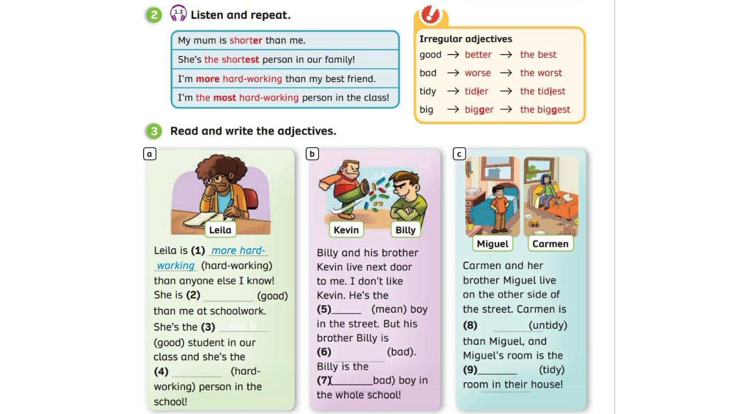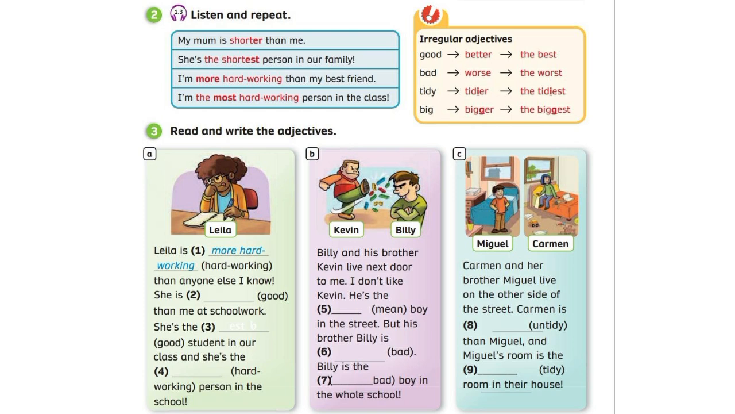Other words require small spelling modifications, such as tidy, which changes its ending y to an i to become tidier and the tidiest, and big, which doubles its final letter to become bigger and the biggest. Looking at the exercises in the file, we can easily apply these rules to fill in the missing blanks.